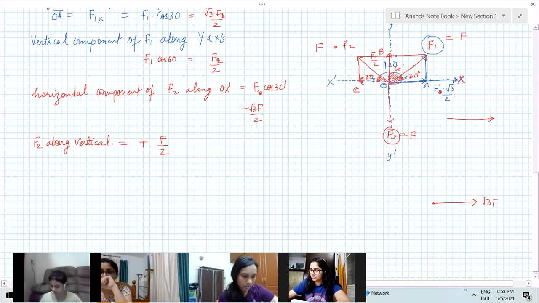Root 3 F by 2 along the positive x-axis. Likewise, what is the force acting along the negative x-axis? Again, the same thing, root 3 F by 2 itself. All right. What are the forces which are acting on the vertical positive y-axis? It's F by 2. Only one? Is it only one?